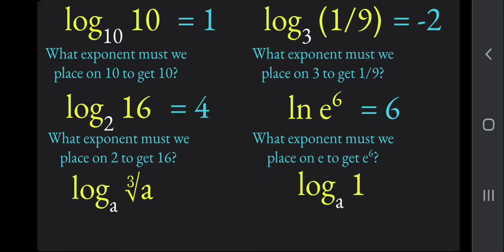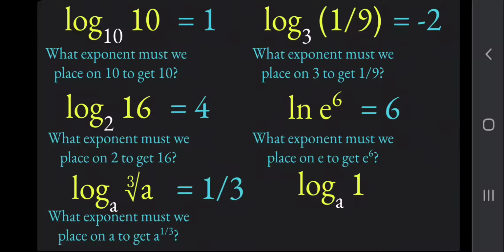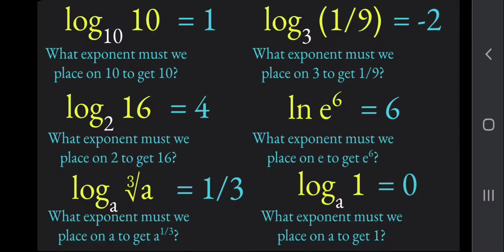In the bottom left, we have log base a of cube root of a. So again, we can follow this pattern. We're really asking, what exponent must we place on a to get a to the 1/3 power, or cube root of a? Well, that's just going to be 1/3. And then finally, bottom right, we have log base a of 1. So that's really just asking, what power must we place on a in order to get 1? Well, anything to the 0 power happens to be 1. And so a to the 0 power is 1. So therefore, log base a of 1 is going to be 0.